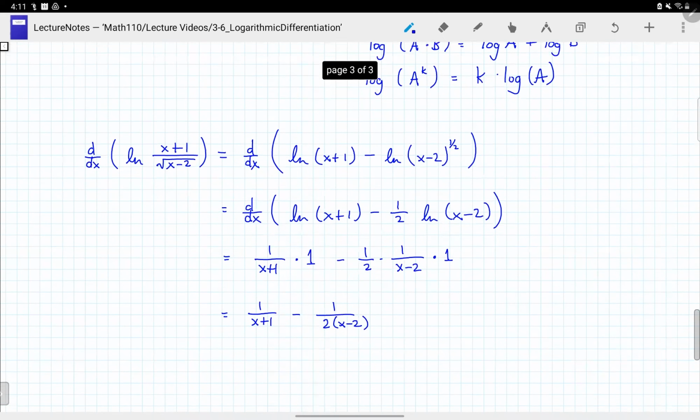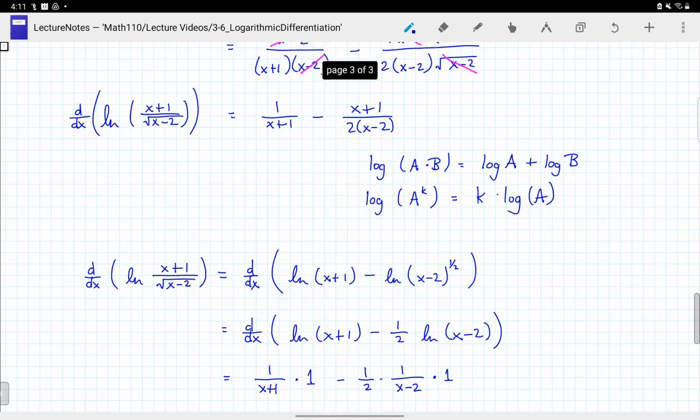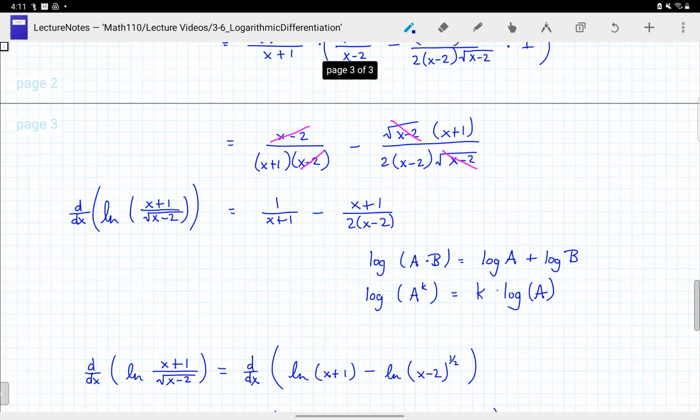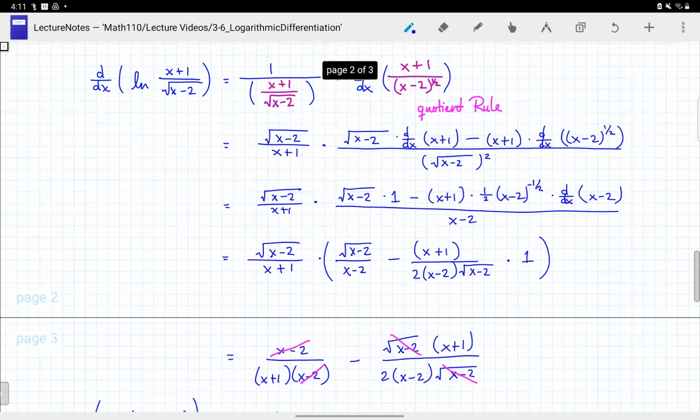For some reason, this is not the same as what we got before, and I am not sure why. I don't know if I'm going to leave this mistake in the video or what. Let me see if I can find the mistake.